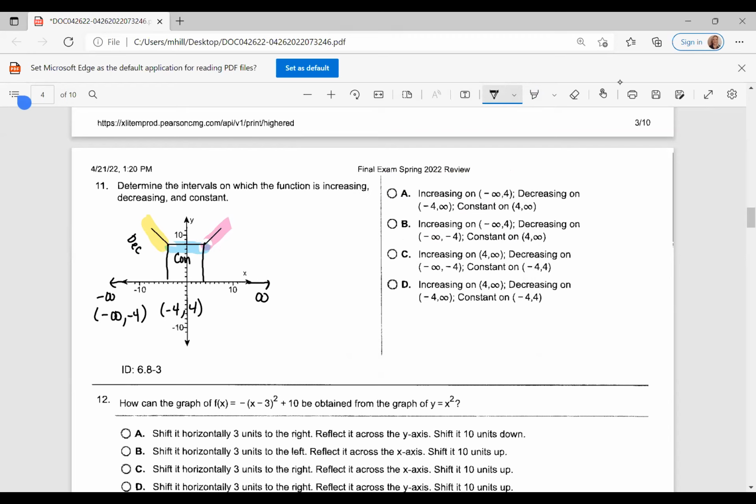And then it looks like we're going up, so we're increasing on this section right here. You always want to go from left to right, so make sure you do that. You're increasing from 4 to infinity. And so on number 11, the right answer is going to be C.